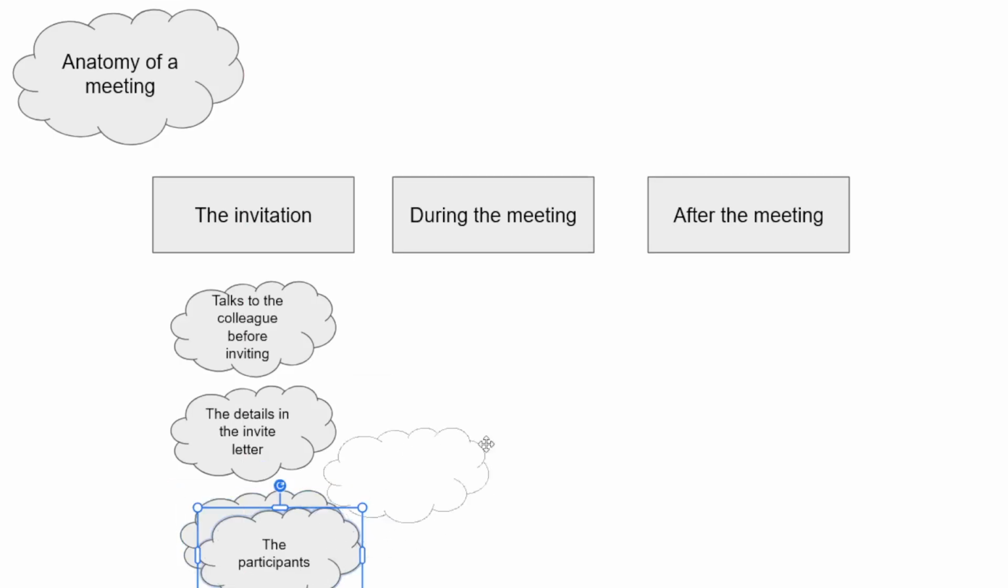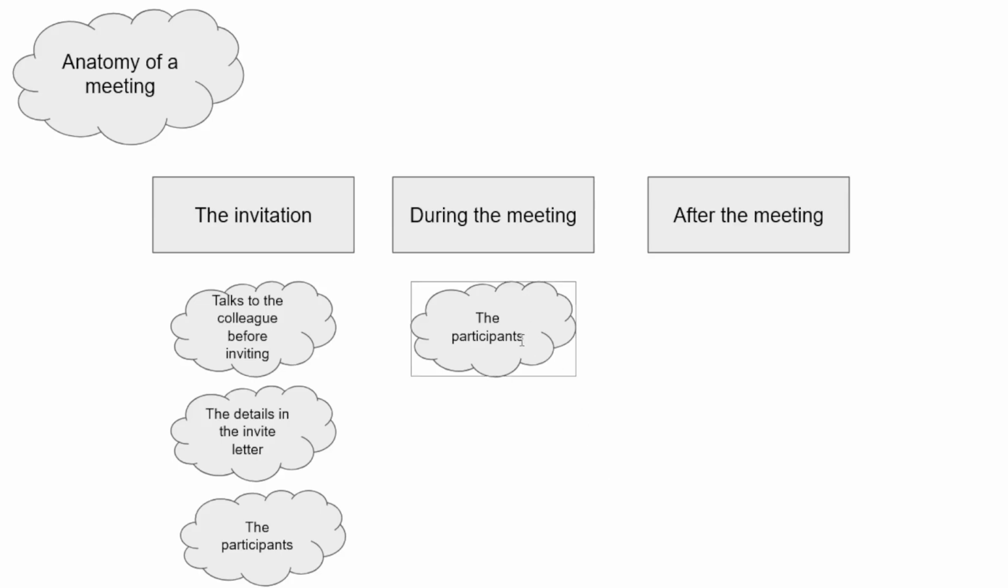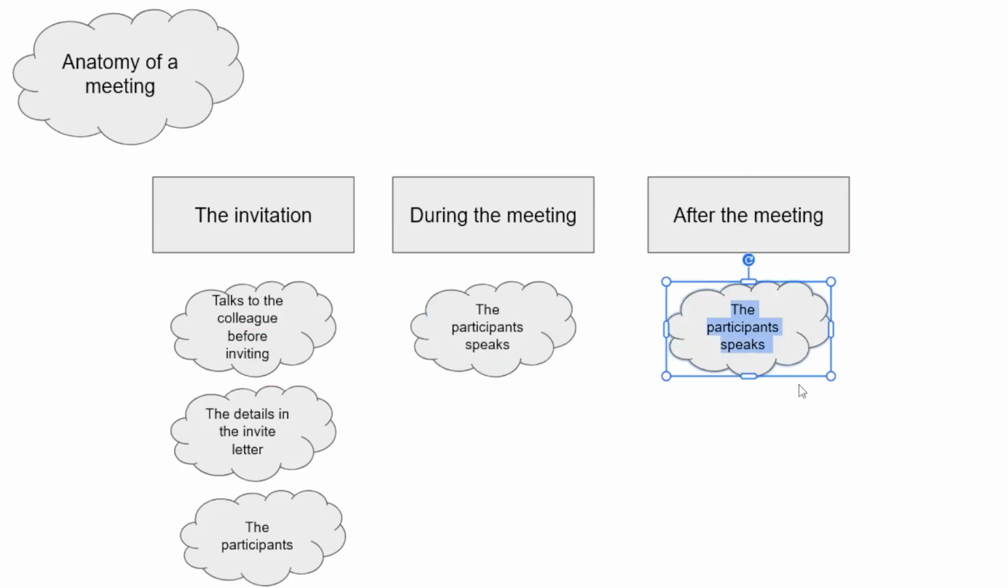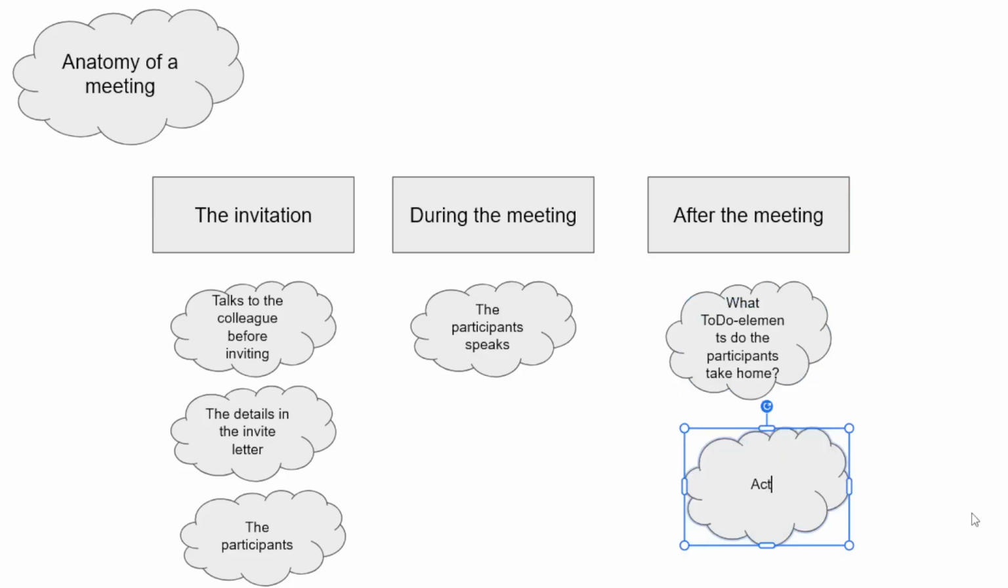Then again, during the meeting, we have the participants speak. What do they speak? After the meeting, what to-dos? What to-do elements do the participants take home? This is the question. And then actionable items, action items. Actionable items and results. What are the results after the meeting if you participated there?